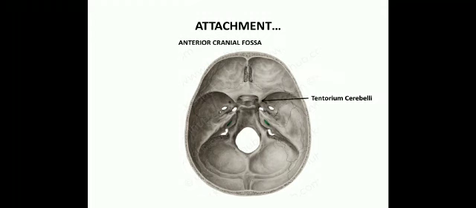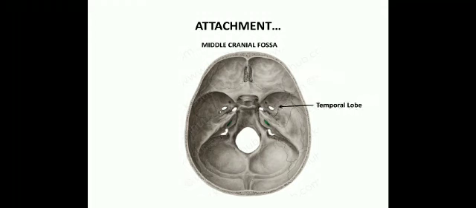The free margin of the tentorium cerebelli is attached to the anterior clinoid process. That is, the anterior clinoid process gives attachment to the free margin of the tentorium cerebelli. The attached margin is attached along the superior border of the petrous temporal bone. So, now the middle cranial fossa.